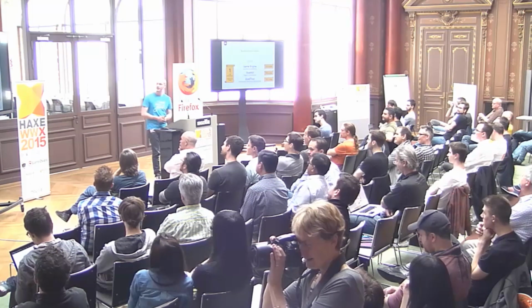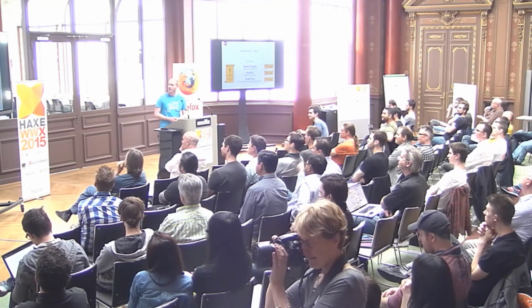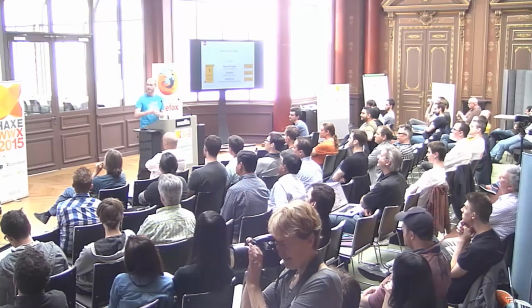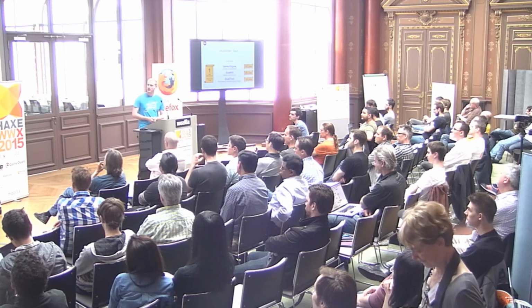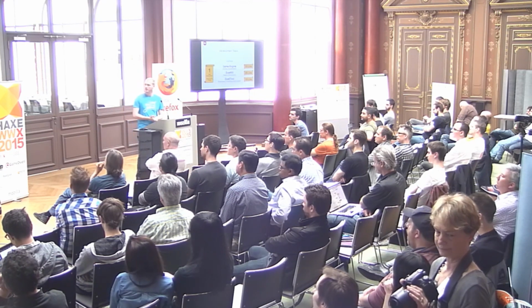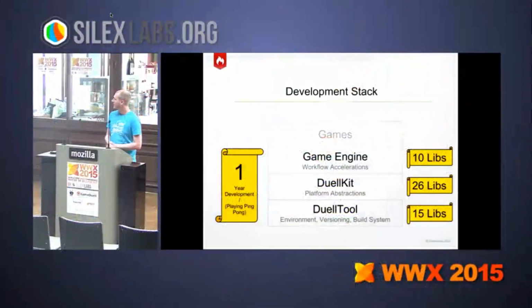So during this one year of development and a lot of ping pong, we established a kind of tool stack, which is a dual tool, which we present today, which cares about the environment, the versioning, the build system, and there are actually 15 libs in there. The Duelkit, which is responsible for making platform abstractions, and on top of that, we built our own game engine, and on top of that, the games. And with that stack, we are fulfilling the requirement that if there comes a new platform, that's not bad for our game engine because it relies on the Duelkit, and then we solve it in the platform abstractions.